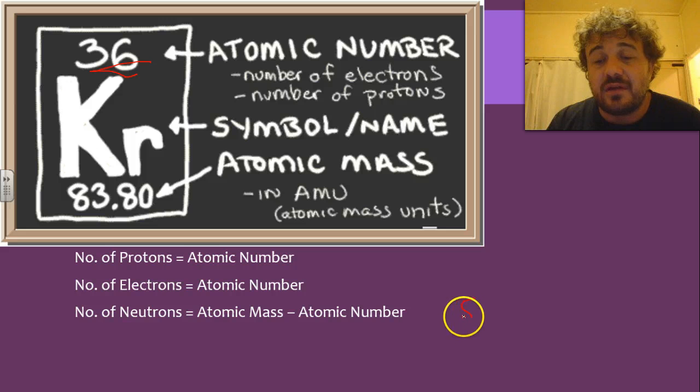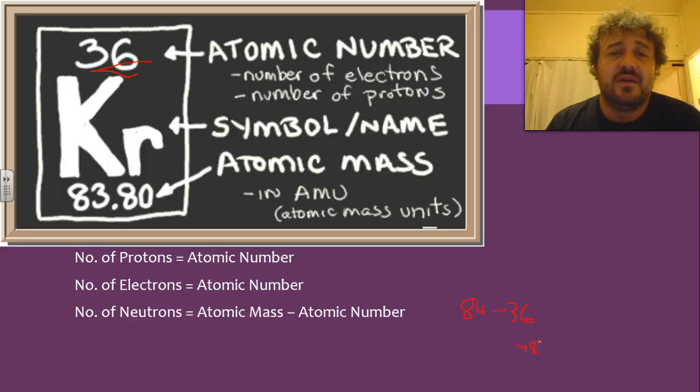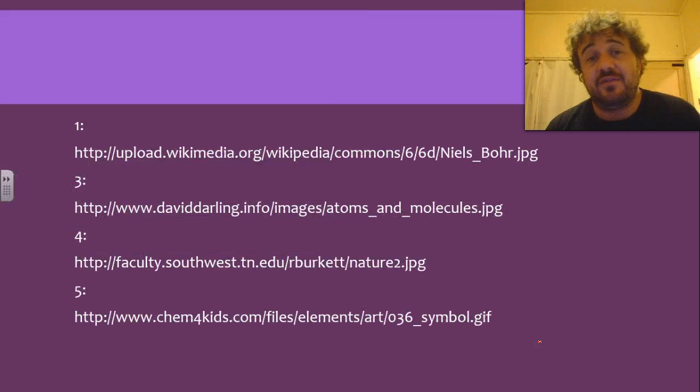So the number of neutrons would be 84 minus 36, which gives us 48. That's our number of neutrons. So that's how we work that out. And that's pretty straightforward. There's not a lot of drama there.